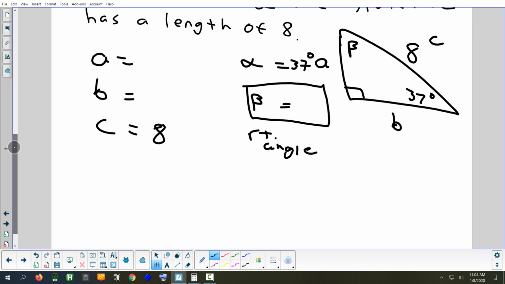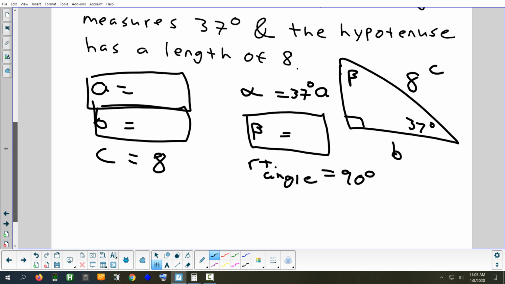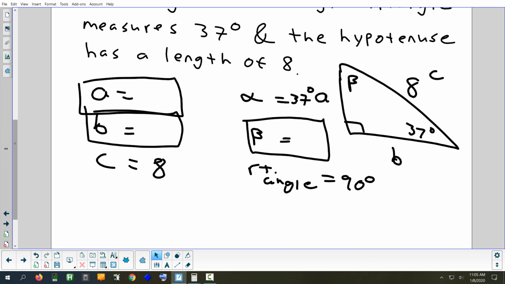So we don't know beta. We do know the 90. That's fine. B, we don't know. A, we don't know. Okay. So those are the three things we have to find. Is there anything there that we can find relatively easy? You could probably find this as long as you know a little geometry and you don't even need trig at all.